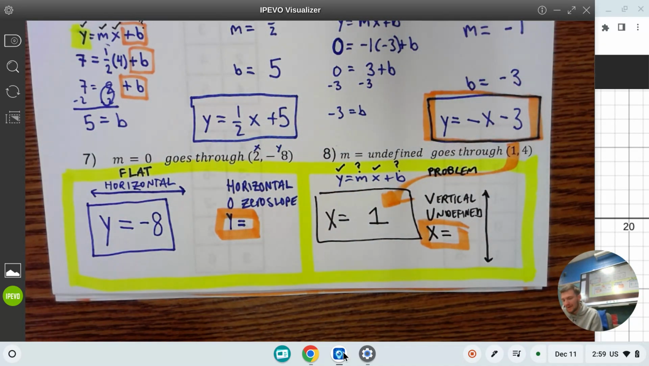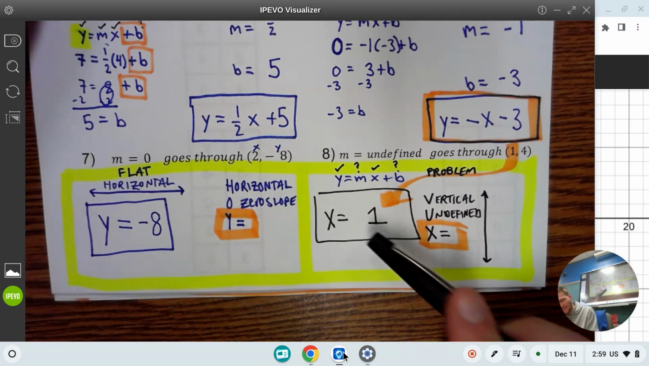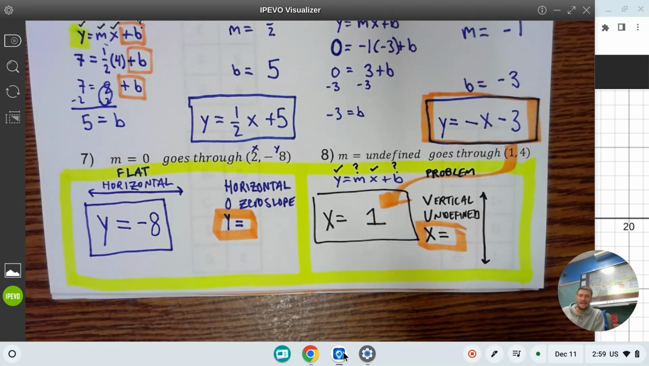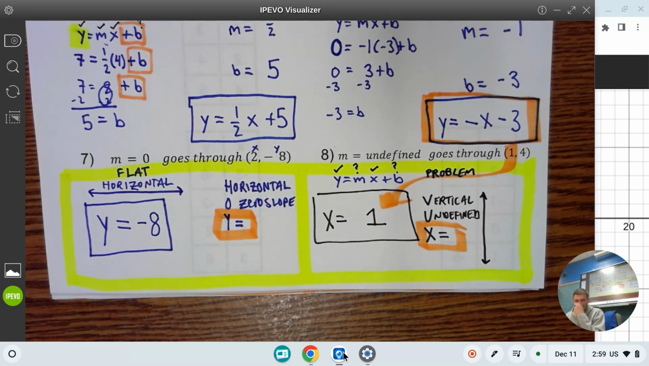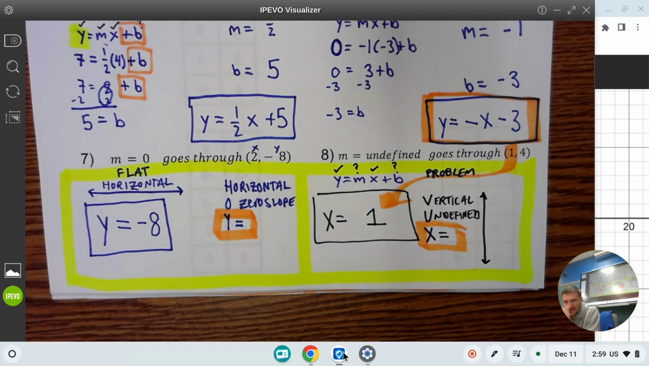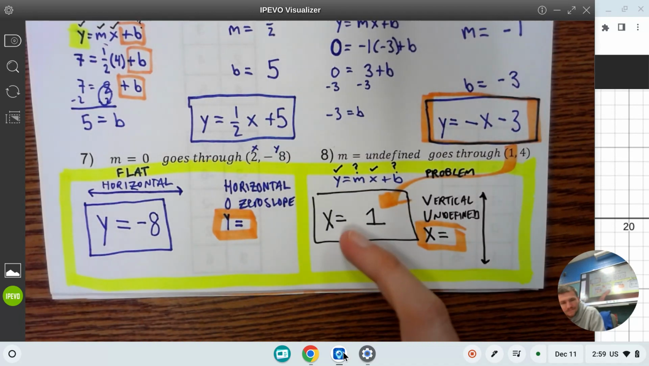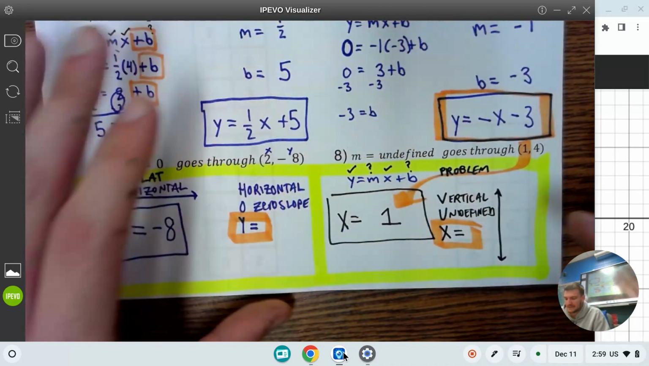All right. So if you see undefined slope, in your brain you have to know this trick, right? It's like you're a detective and you've seen a lot of different stuff, and one of those clues that you need to keep track of is undefined. When you have undefined, you got to think about x.